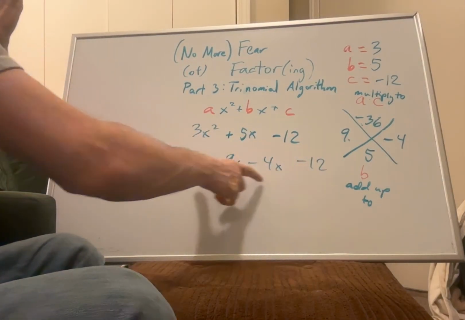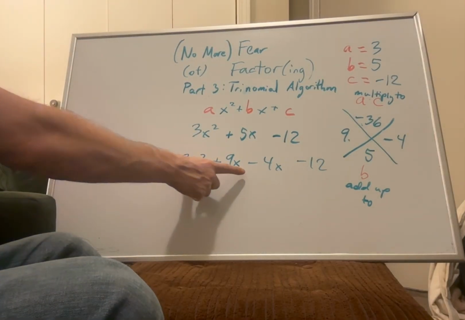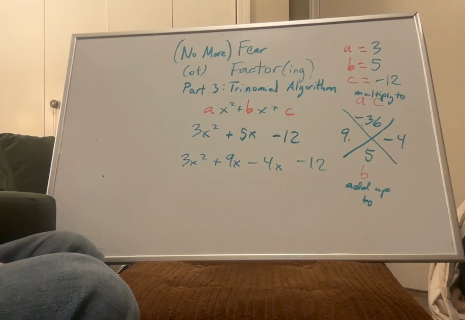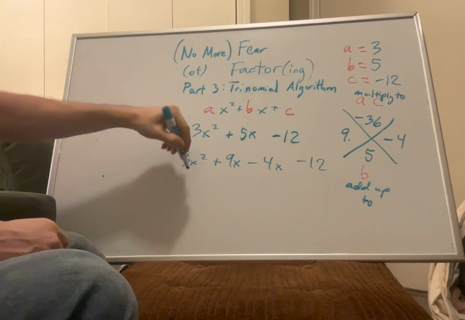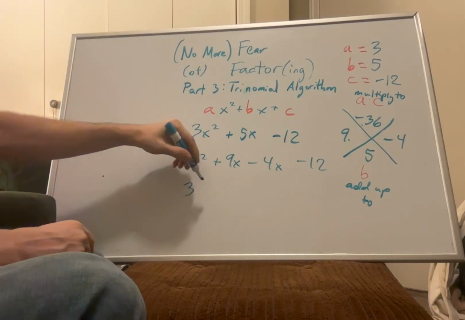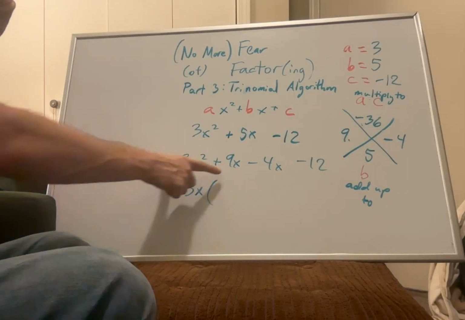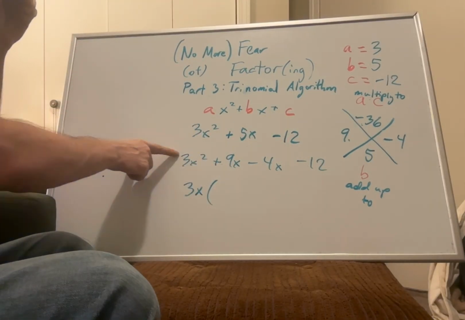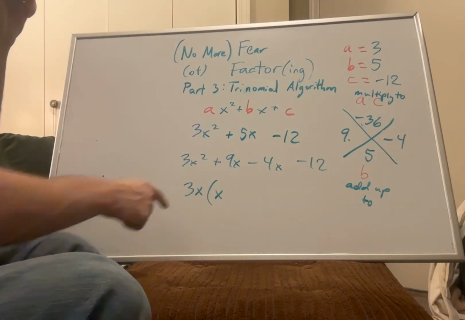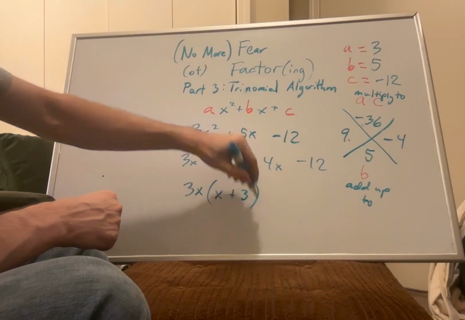Well, in this case we have four terms, so we'll go ahead and apply grouping. The question is, what is the greatest common factor of 3x squared and 9x? Well, 3 and 9 are both divisible by 3, and x squared and x both have a factor of x in them. So we can say that 3x squared plus 9x, well, 3x squared divided by 3x is just x, and then 9x divided by 3x will be just 3.